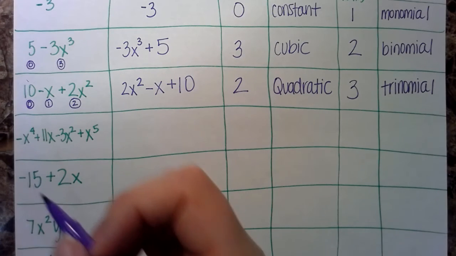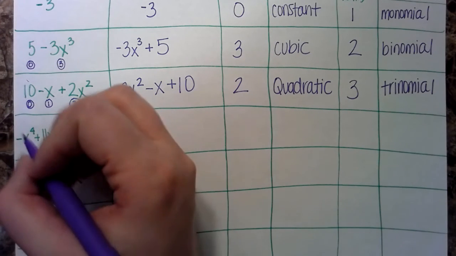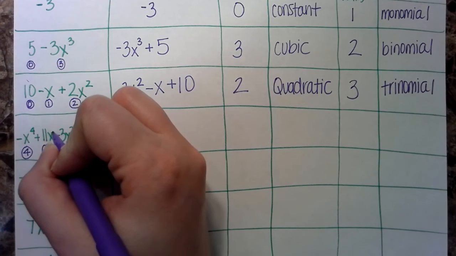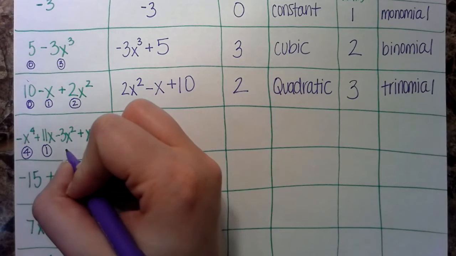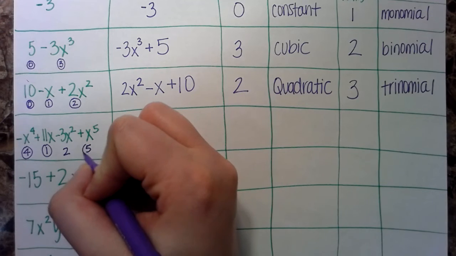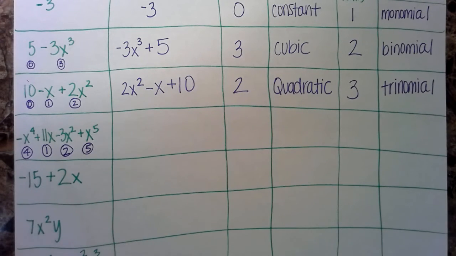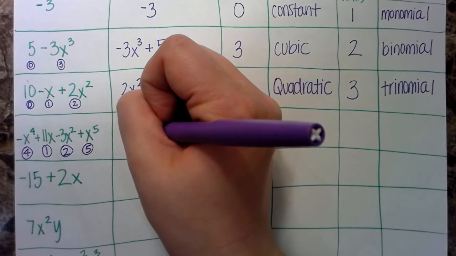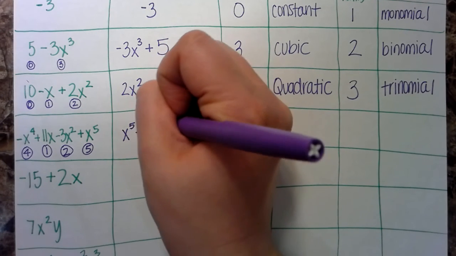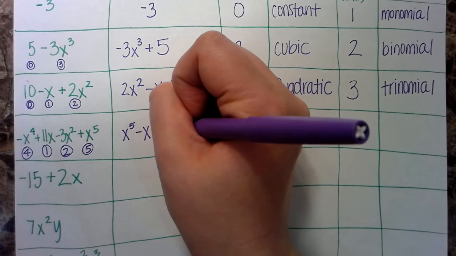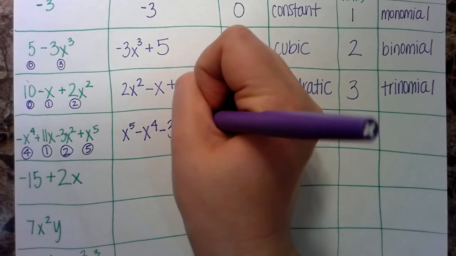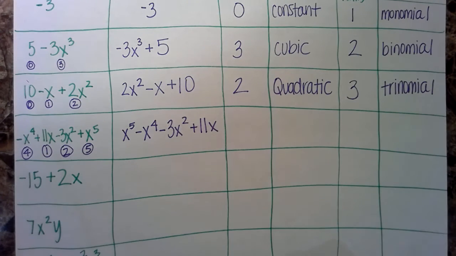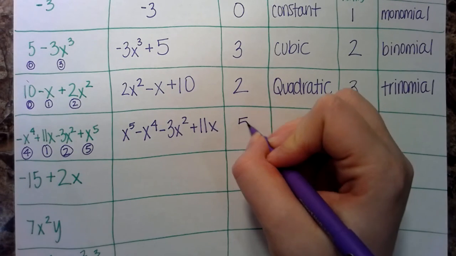So this one we have to look at, we have to find the number of degrees here. So we have 4, 1, because there's really an imaginary 1 right there. We have a 2, and we have a 5. So it is not in standard form, so we're going to switch it. So we got x to the 5th power minus x to the 4th minus 3x squared, and then plus 11x. The highest degree here is 5, so that's going to be our degree.